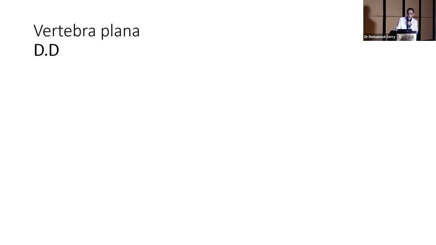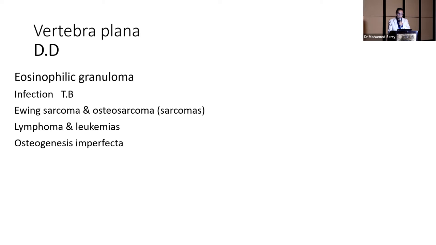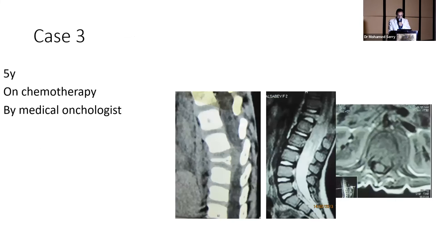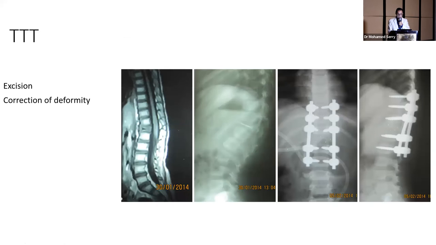Vertebra plana. Differential diagnosis of vertebra plana: Langerhans cell histiocytosis (eosinophilic granuloma), infection, or sarcoma. This patient had eosinophilic granuloma with intraspinal extension. The patient was referred by a medical oncologist who was treating the child by chemotherapy with no response. Treatment: surgical excision, reconstruction, and correction of the deformity.